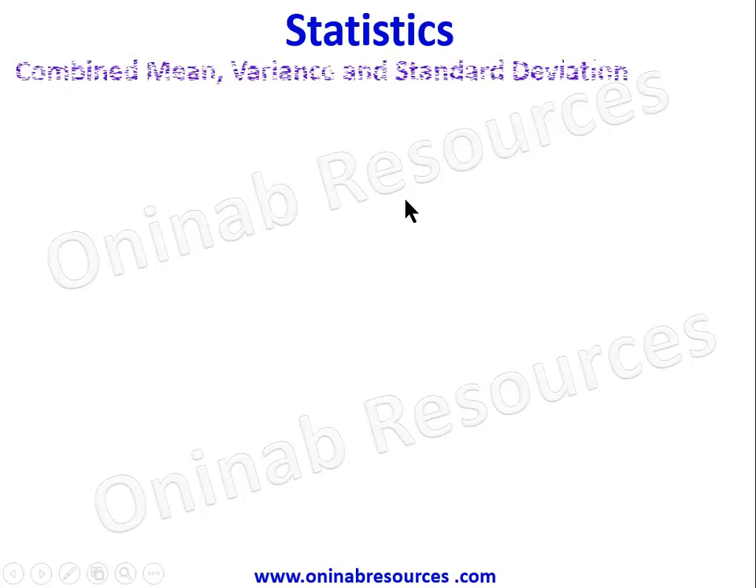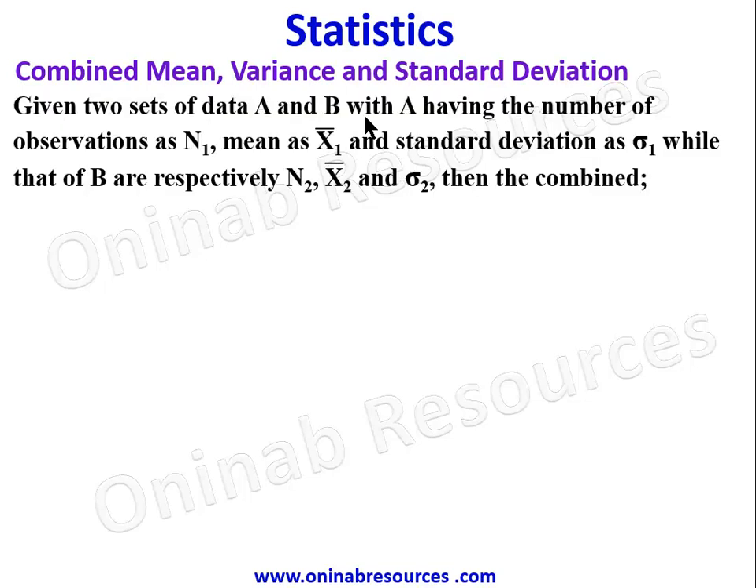In this video, we'll be looking at combined mean, variance, and standard deviation. So we look at this. Given two sets of data A and B, with A having the number of observations as N1, mean as X1 bar, and standard deviation as sigma 1, while that of B are respectively N2, X2 bar, and sigma 2.